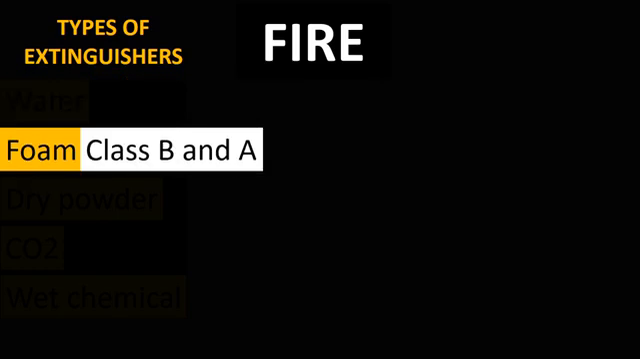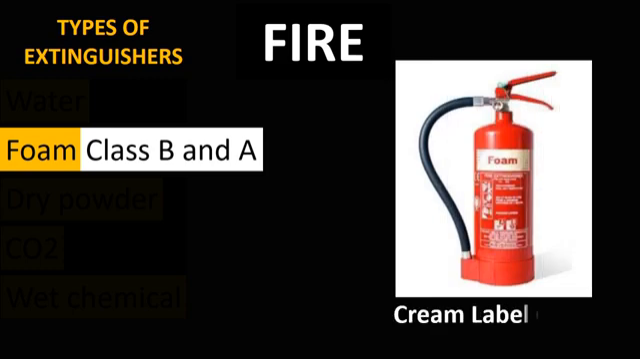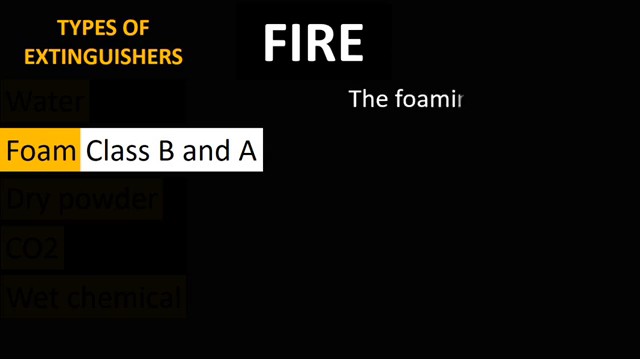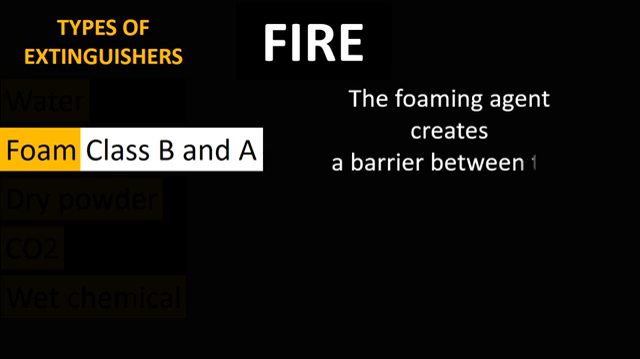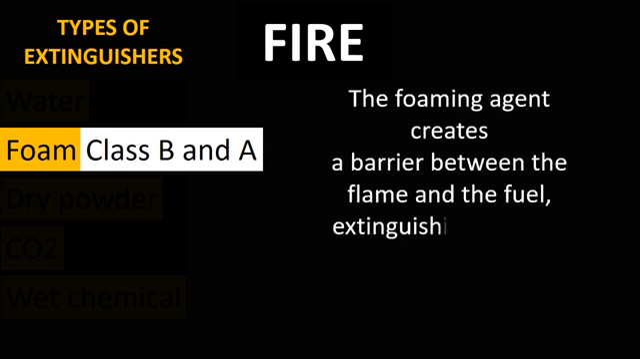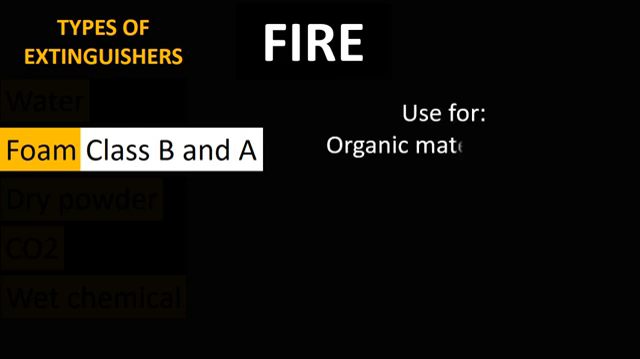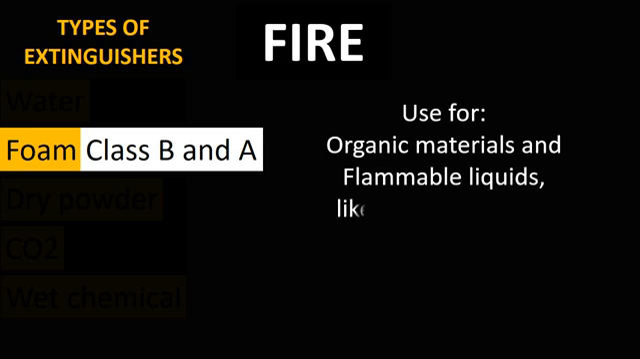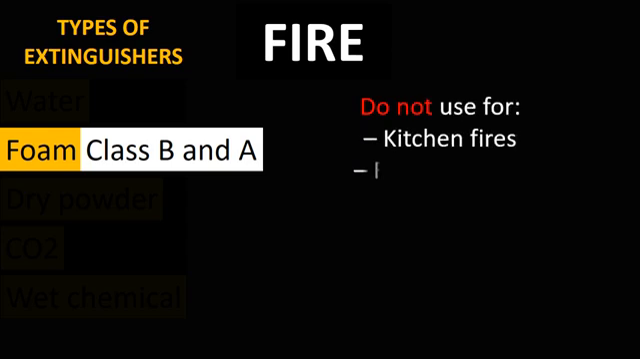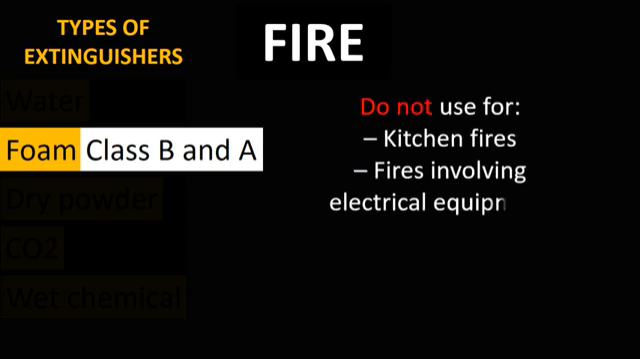Second type of fire extinguisher is foam type. Foam type is used on Class B and Class A fire, and they have a cream label color. The foaming agent creates a barrier between the flame and the fuel, thus extinguishing the fire. This type of fire extinguisher is used for organic materials and flammable liquids like paint and petrol. Do not use foam type fire extinguishers for kitchen fires, fires involving electrical equipment, or on flammable metals.